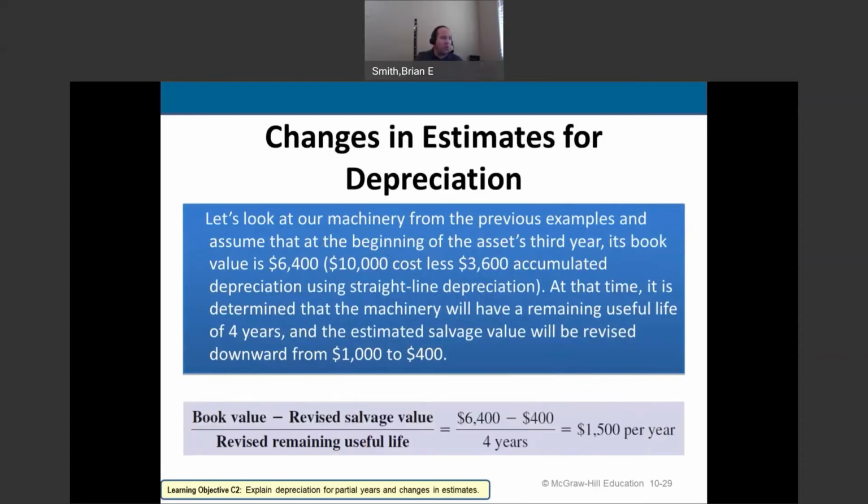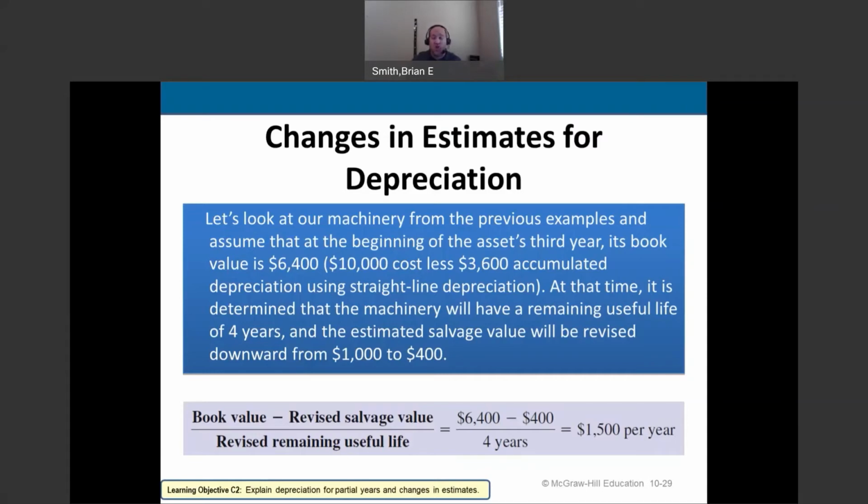We determined that the remaining useful life is 4 years. So let's look at our machinery from previous examples and assume that at the beginning of the asset's 3rd year, its book value is $6,400. At that time, it is determined that the machinery will have a remaining useful life of 4 years, which means we're going to have this thing longer than we thought, okay? We thought it was going to be only 5 years, but after 3 years, we realized we have 4 more years. That's a total of 7 years. And the estimated salvage value will be revised downward from $1,000 to $400.